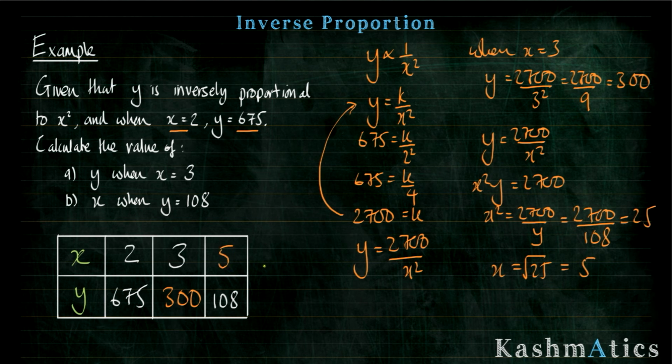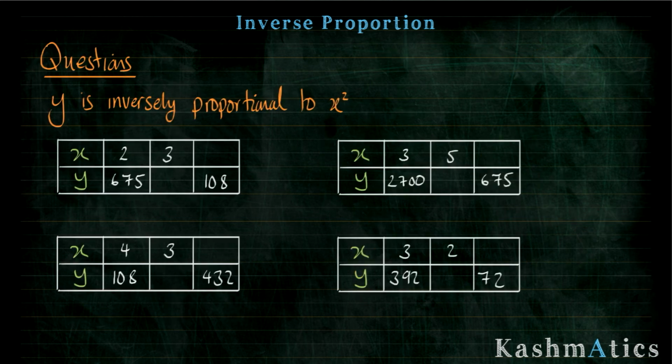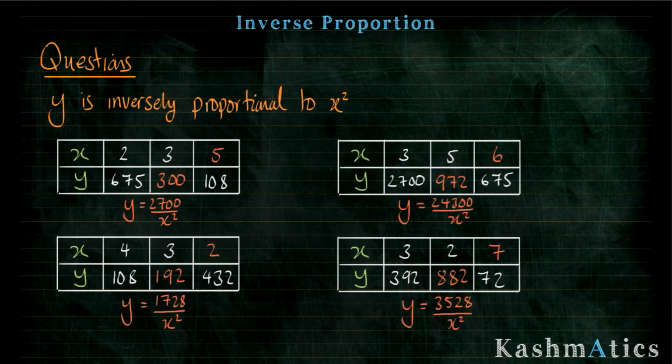So pause the video if you need to, make some notes, and then we'll do some questions. So here's some questions for you to try. Pause the video and I'll give you the answers shortly. And the answers are coming up in 3, 2, 1, and there you go. Okay, so those are your missing values and the relationships between y and x.